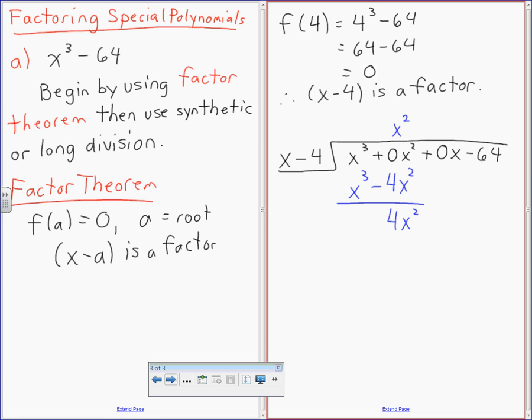What do we do next here now, please? Okay, close. What we have to do is get rid of this now, right? This is the next thing. So I'm just going to bring this guy down. And then what you're thinking of is how many times does x go into 4x squared? 4x times, good. So it's plus 4x, right?